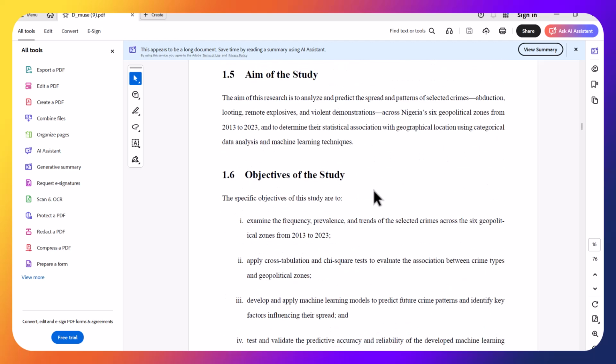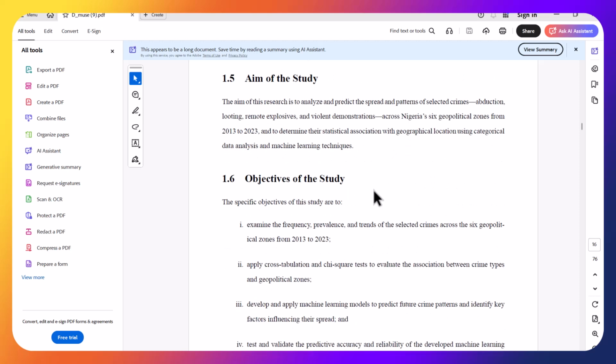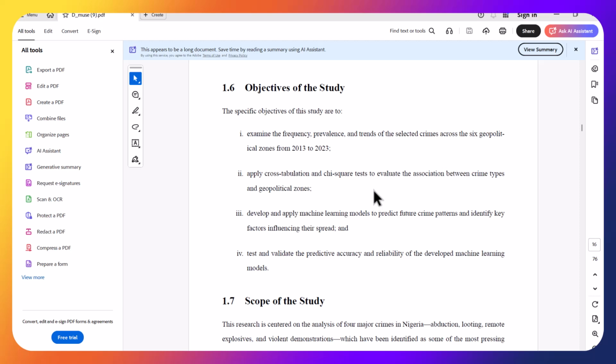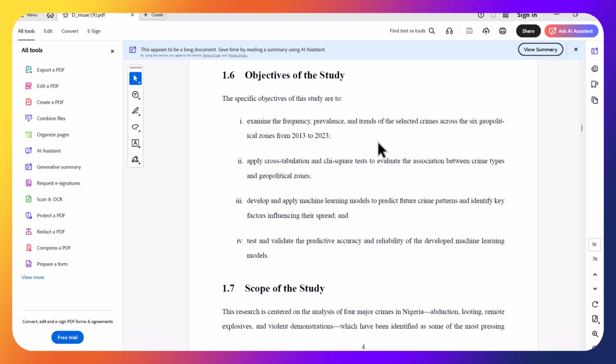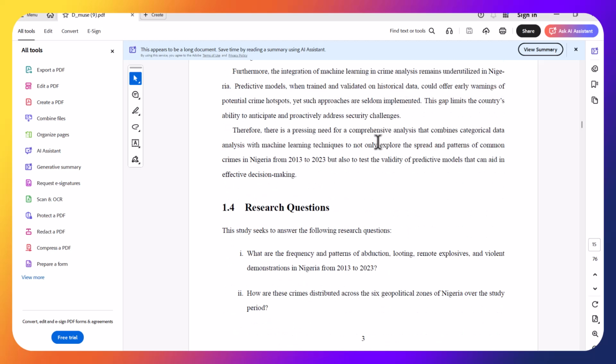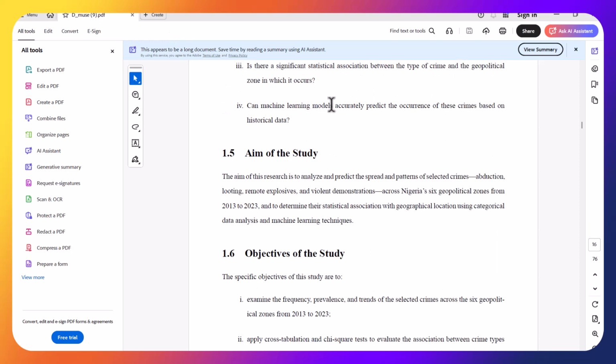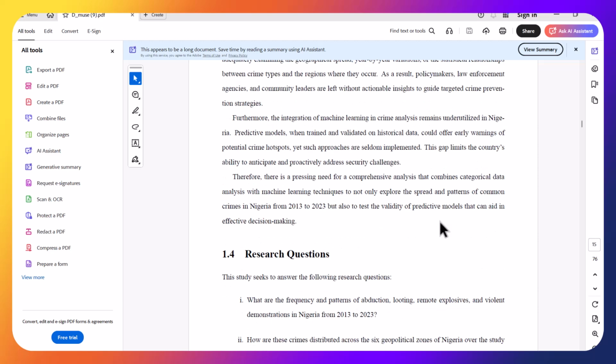Then based on the objective of the study, you have the aim of the study. So it's basically about your goal, and the objective of the study is more like a rephrase of these questions, modifying them to your particular objective. As you can see, the first question is talking about the frequency and pattern, and in statistics when we're talking about frequencies and patterns, we're also talking about the trends. As you can see here, examine the frequency, prevalence, and trends of selected crimes across the six geopolitical zones across 10 years, basically from 2013 to 2023.